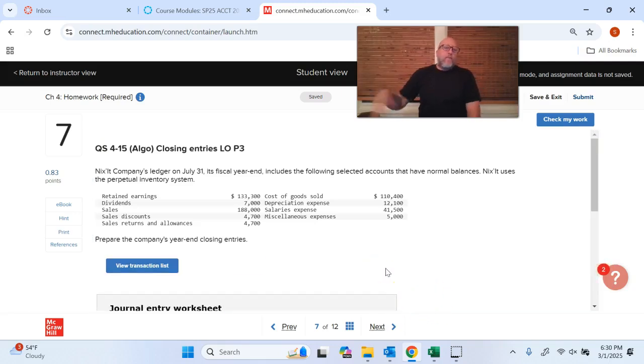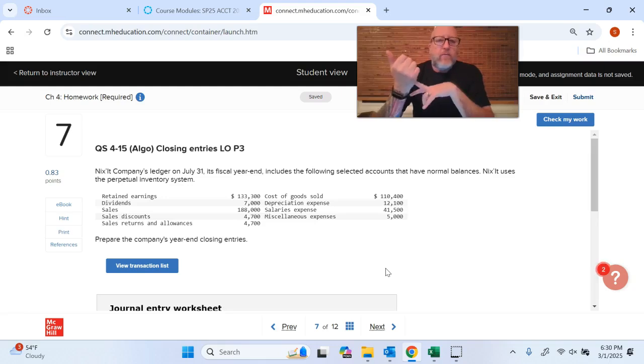Okay, separate issue, closing entries. All right, so again, this is review. We are only going to close the temporary accounts, right? So anything that hits the income statement, and then usually dividends. So retained earnings, that's a permanent account. Dividends, that is something that we're going to close out.